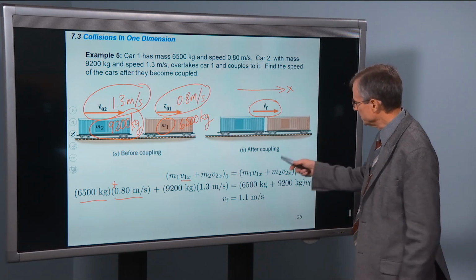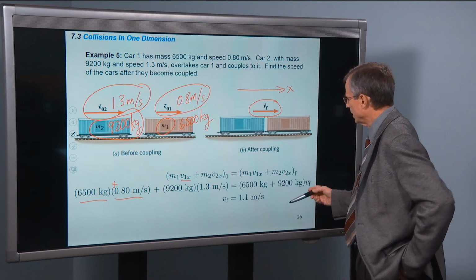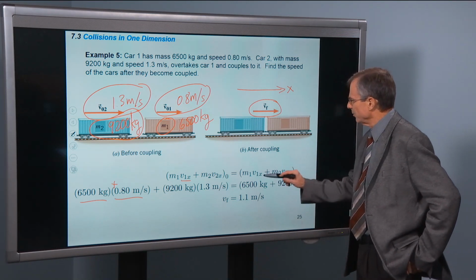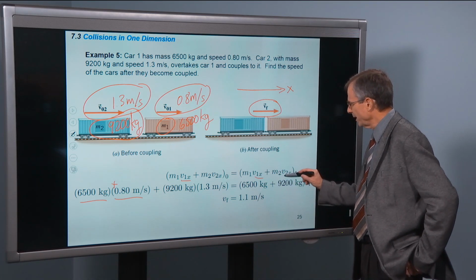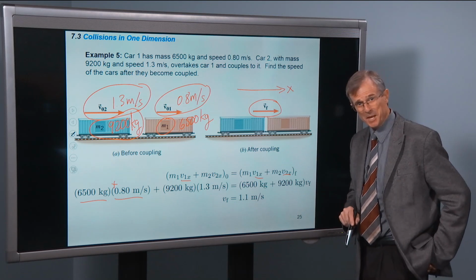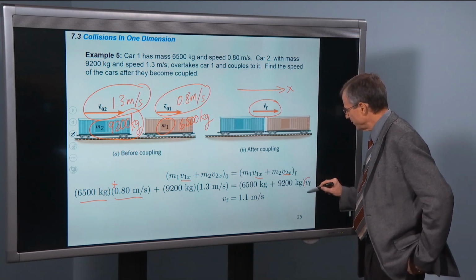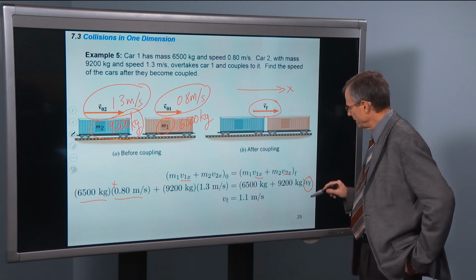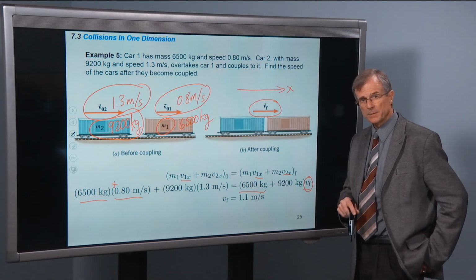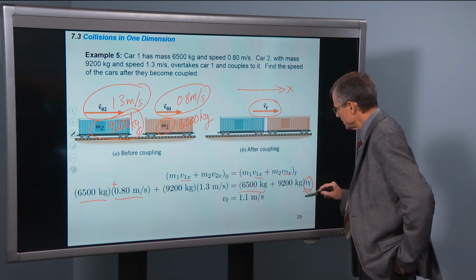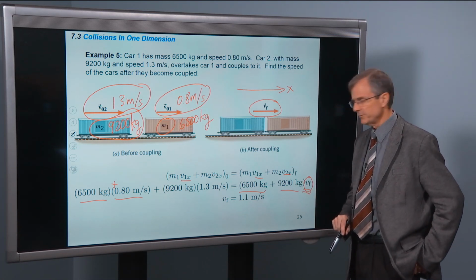But we're conserving momentum. We are plugging in the values. The final velocity of 1 and the final velocity of 2 are going to be the same. So we've actually factored out that final velocity, and so this times this will give the final momentum of 1, and this times this will be the final momentum of 2.